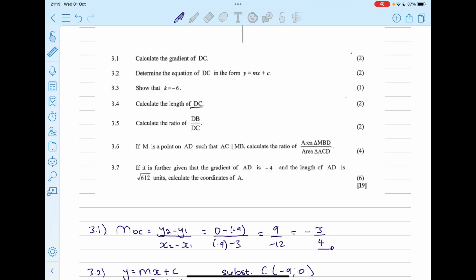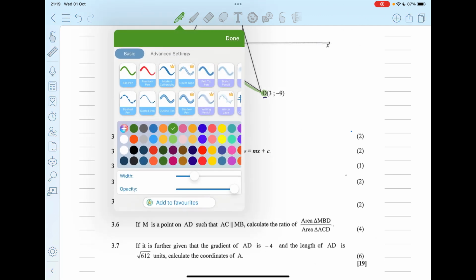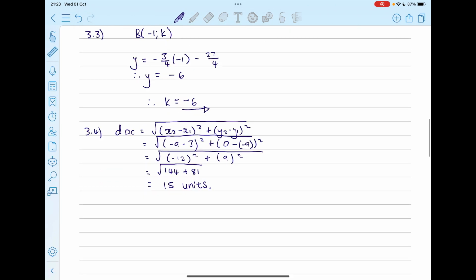Okay, nice. Now we need to move on to 3.5, and here we are calculating the ratio of DB to DC. Now we just calculated the length of DC, and now we need the ratio of DB over DC, meaning we also need to get the length of DB. Now remember, B was the point where we calculated its y coordinate, and we found it to be -6. So we can actually now calculate the distance for DB. So let's do that calculation.